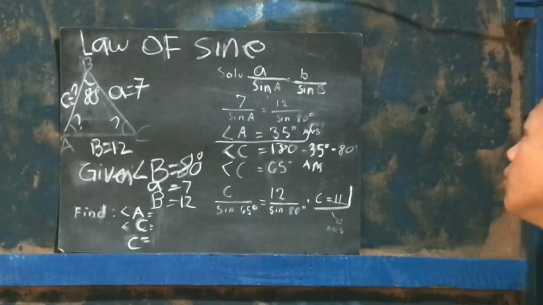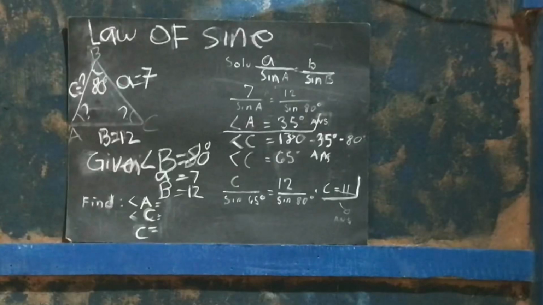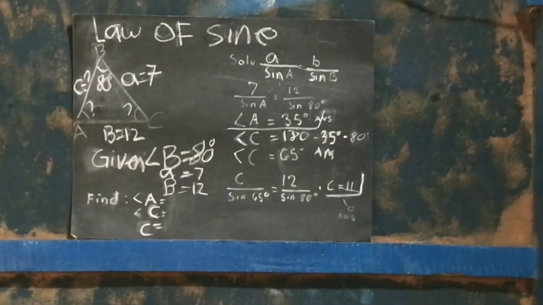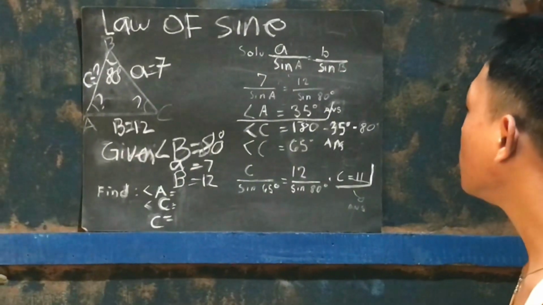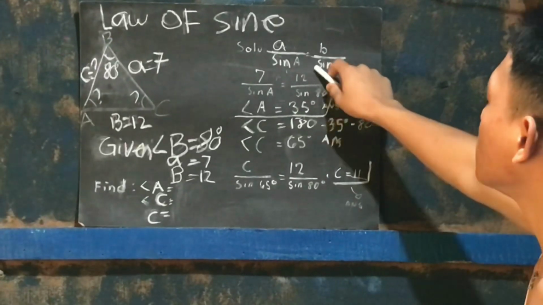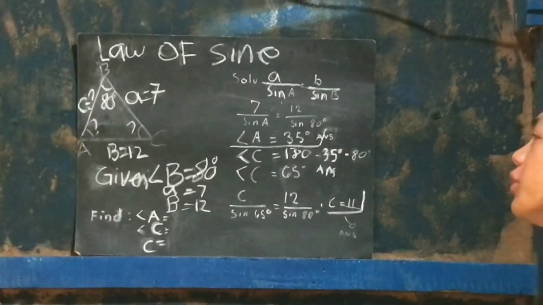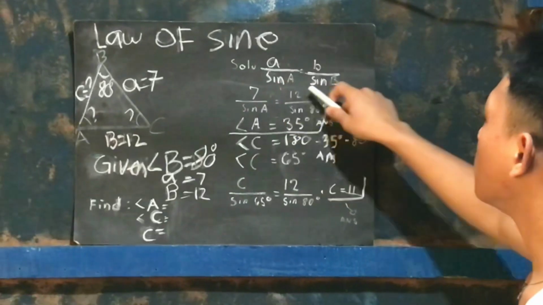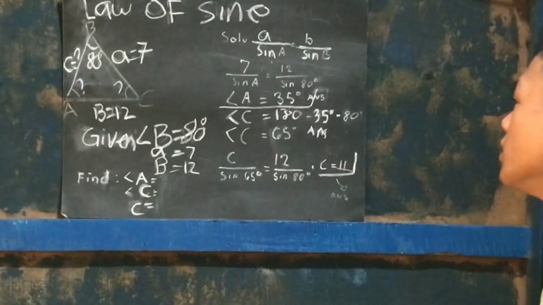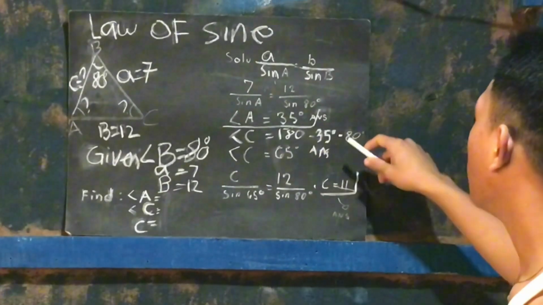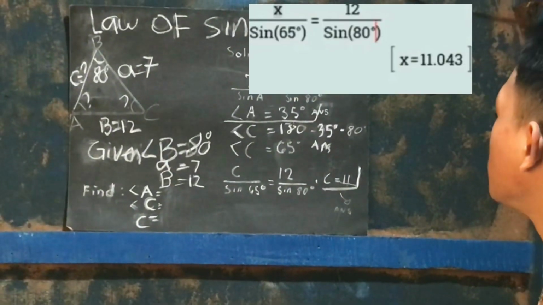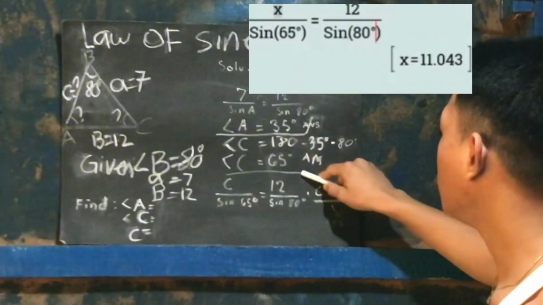First, to solve the problem, we need the solution A over sine A equals B over sine B. So 7 over sine A equals 12 over sine 80. By using a scientific calculator, the final answer for angle A is 35. Now we need to solve angle C. 180 degrees minus 35 minus 80 is equal to 65. So that's our final answer for angle C.